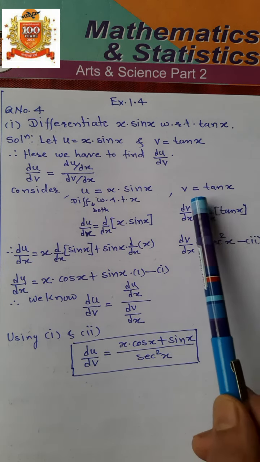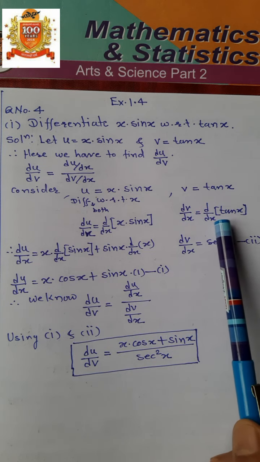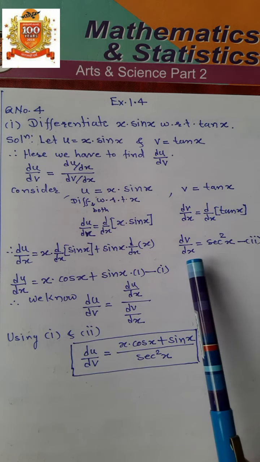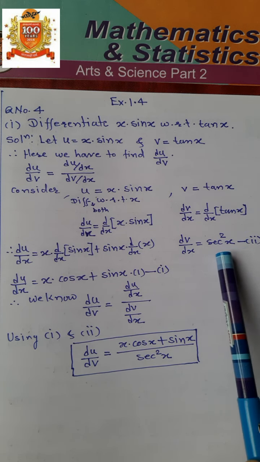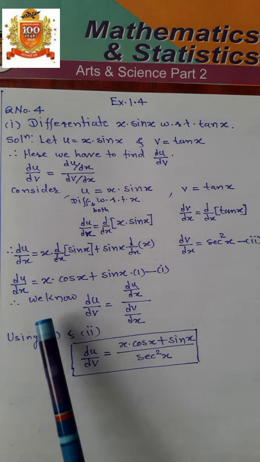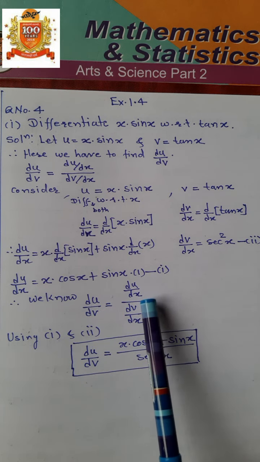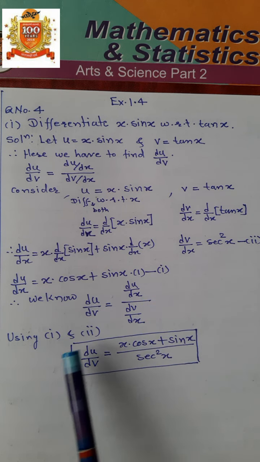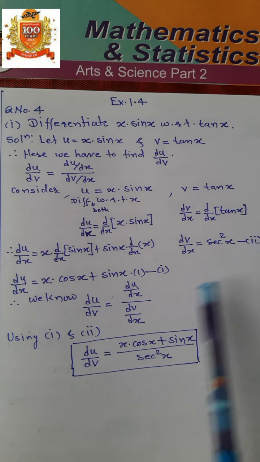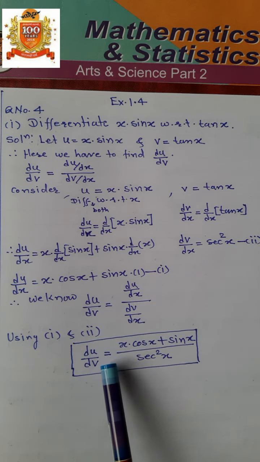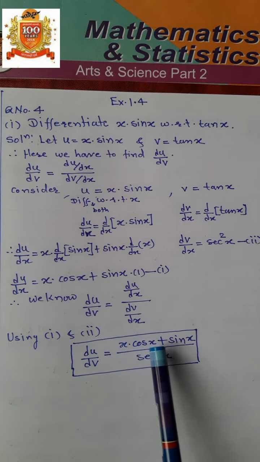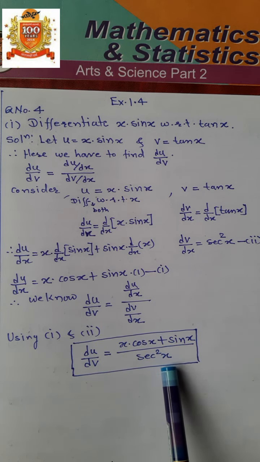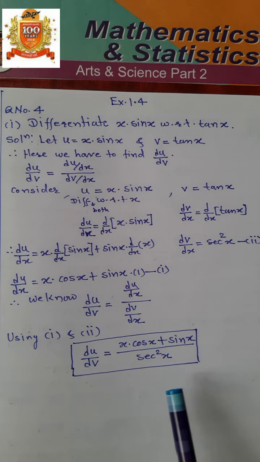Now here v is equal to tan x. Therefore, dv by dx is equal to d by dx of tan x. That is, dv by dx is equal to sec square x. Derivative of tan x is sec square x. We know that du by dv is equal to du by dx upon dv by dx. Denote this as equation 2. Using 1 and 2, we get du by dv is equal to x cos x plus sin x upon sec square x. In this way, we can solve this sum, isn't it?